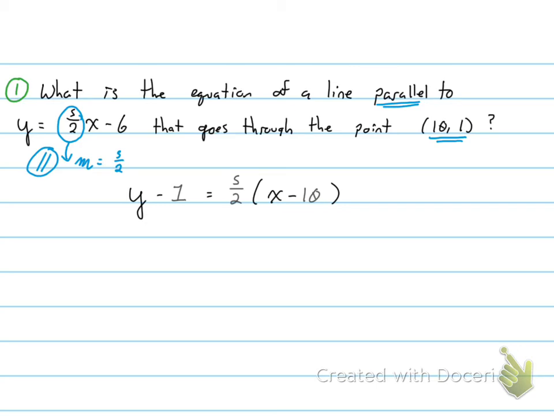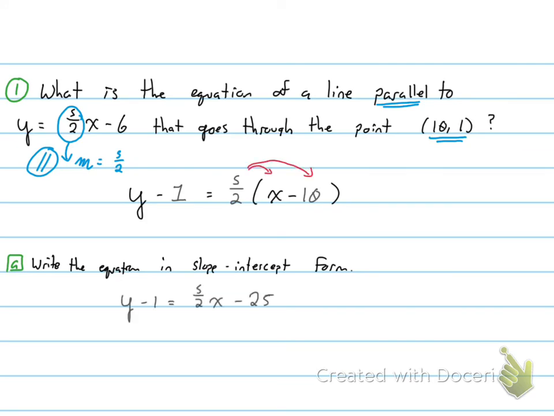And if they just ask for a general equation, I could be done here because this is a totally fine equation for the line. If I ask you to put it in slope-intercept form, what I would do from here is distribute, add the 1 to both sides, get the y by itself, and now I'd be done.